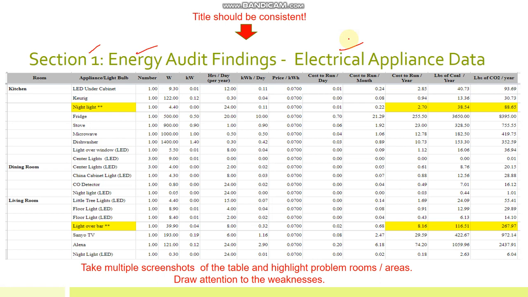So the first thing that you're going to want to do, section 1, is display the energy audit findings. And you broke your energy audit into 2 parts, the electrical appliance data and the walk-around data. So I want you to take multiple screenshots of the table, this electrical appliance data spreadsheet, and make it nice and neat. Well, before you take a screenshot, after you have had a chance to examine the data, I want you to highlight potential problem areas.